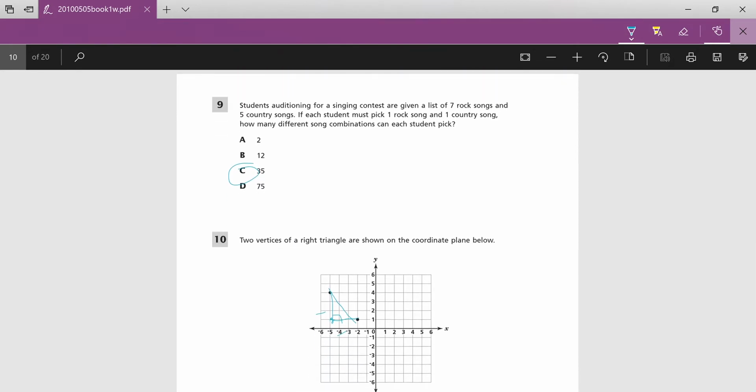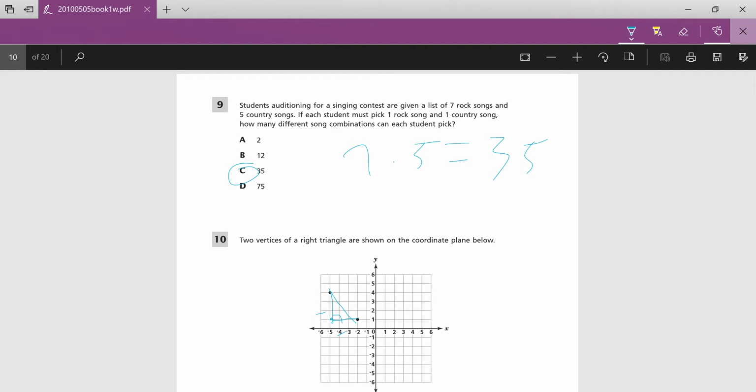Students auditioning for a singing contest are given a list of 7 rock songs and 5 country songs. If each student must pick 1 song of each, 1 rock song and 1 country song, how many different song combinations can each student pick? This is a probability question, and we did not go over this. You're going to go over it in 7th grade, but there is a formula for this. But since this is only 1 rock song and 1 country song, what you can do is just do 7 times 5. Which equals 35.